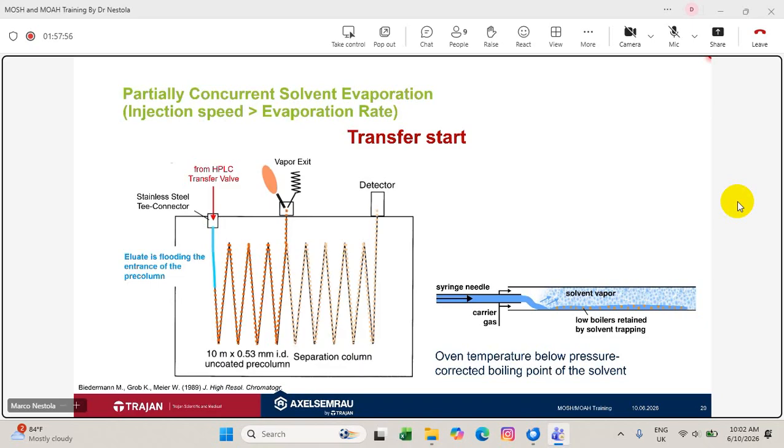Exactly. Because I calculated the 500 microliter volume, right? This column is not big enough to hold all the volume by itself. It is only big enough to hold the proportion which is not evaporated. Okay, now it makes sense. So in fact, with a 10-meter column, you could do injections up to, I think, 1.2 milliliters with the same technique. Then it is again too small. Then you would need a 20-meter or 15-meter retention gap.